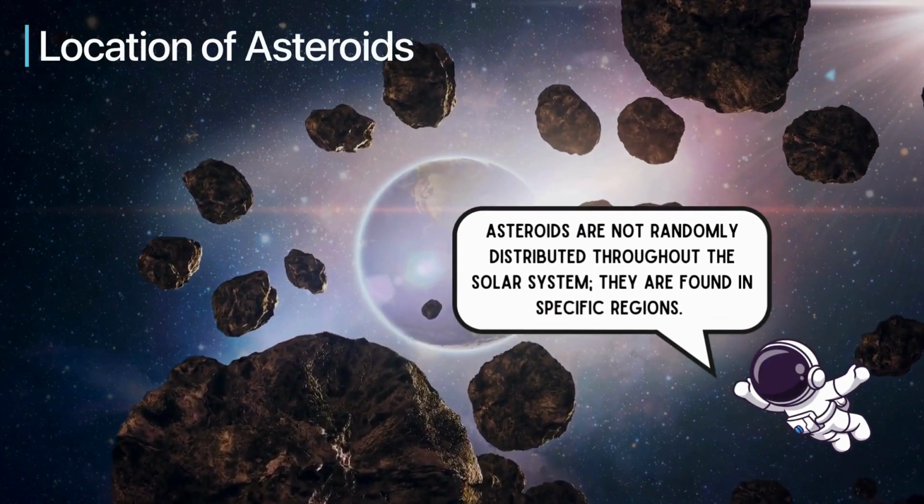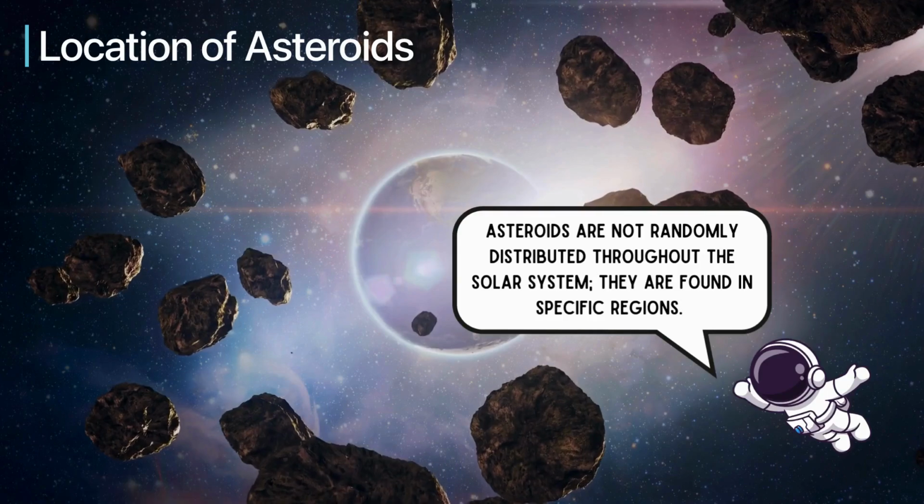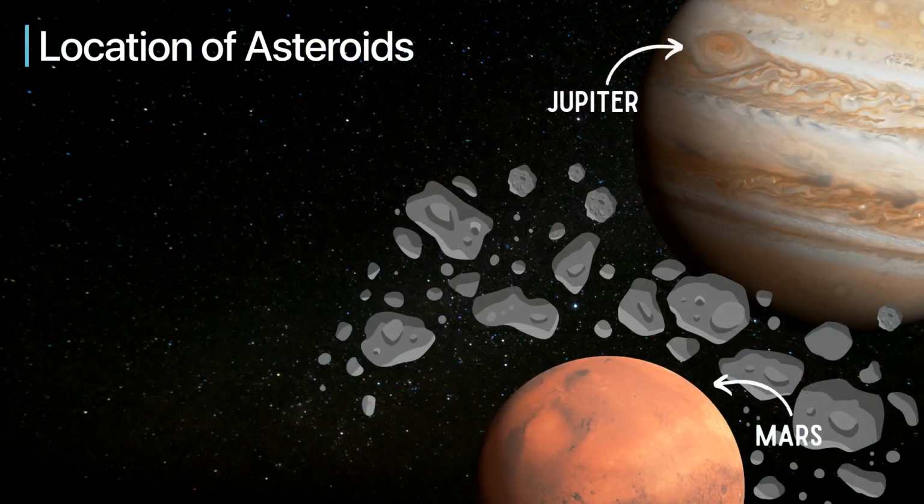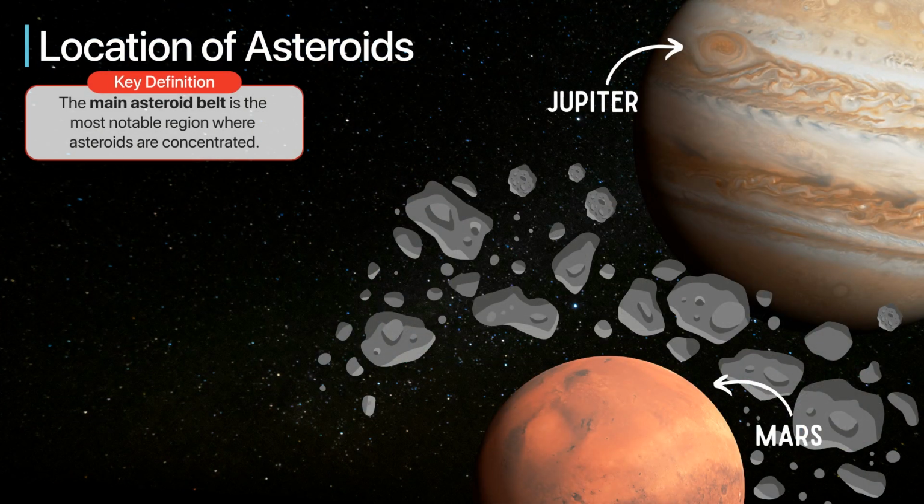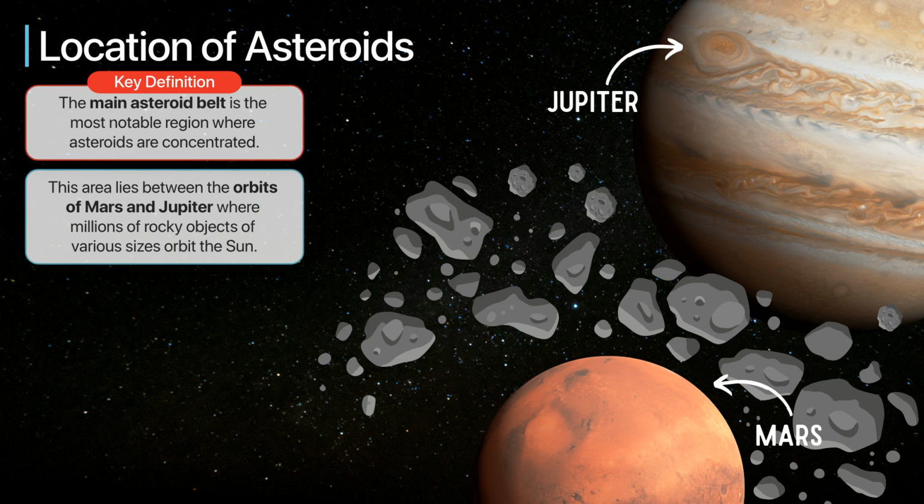Asteroids are not randomly distributed throughout the solar system. They are found in specific regions. The most notable region where asteroids are concentrated is the main asteroid belt. This area lies between the orbits of Mars and Jupiter. Here, millions of rocky objects of various sizes orbit the Sun.